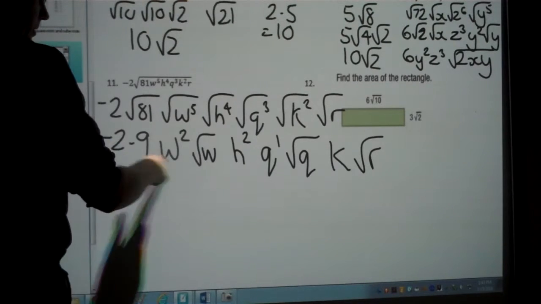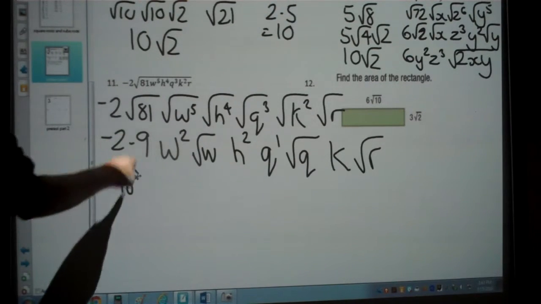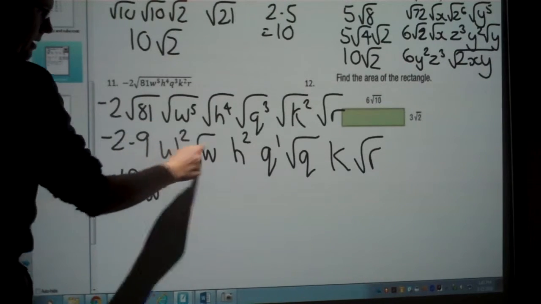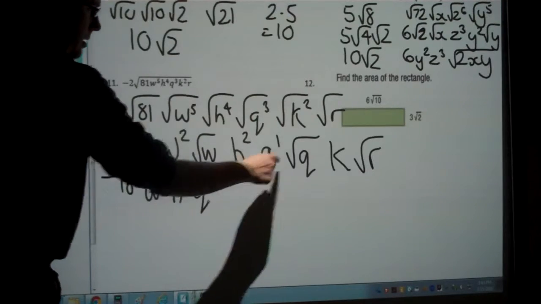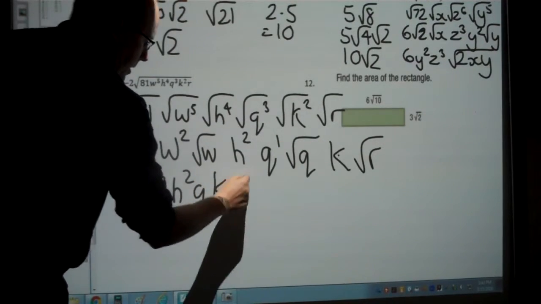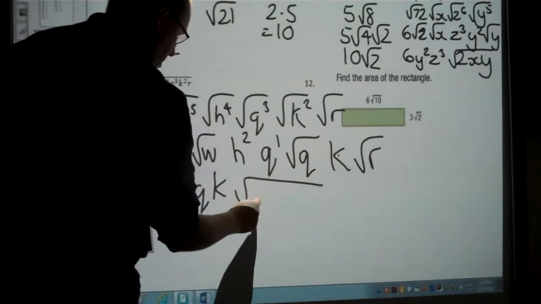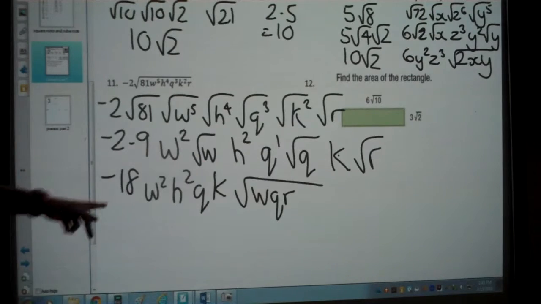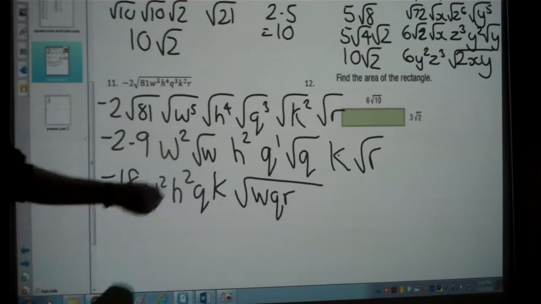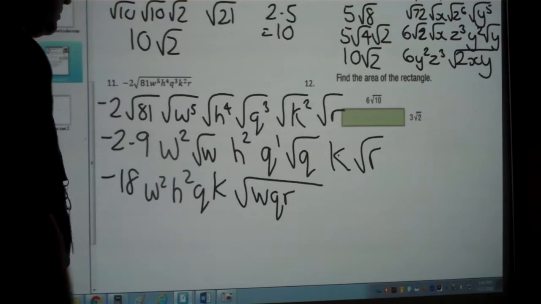Now we can start looking at things that don't have a radical around them. So negative 2 times 9 is negative 18. W squared, h squared. Q to the 1, I can just put q and k. And then which radicals do I have? W, q, and r. And probably to finish off this question, I should put these letters in alphabetical order, and I should also probably put those letters in alphabetical order as well.